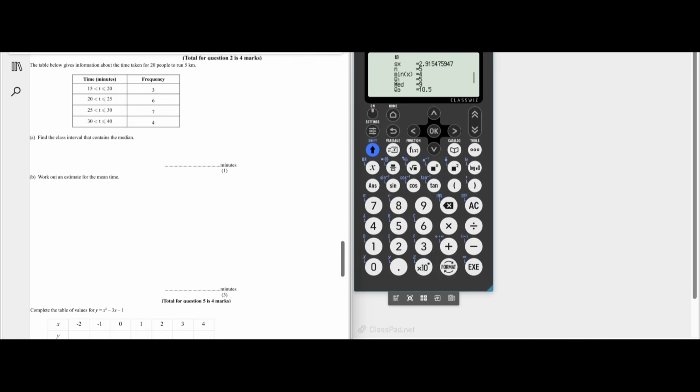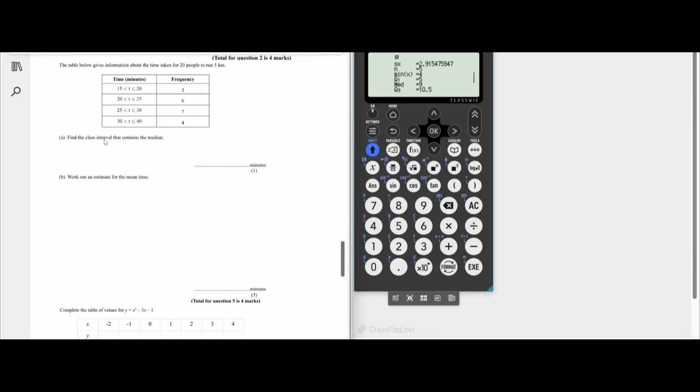Okay, same with this question. You've been asked to find the class interval that contains the median, and you've been asked to find the mean time. So we're going to go back to where we were before. Okay, I'm going to come out of here, go back to home, go back into statistics. It is still only one variable. This is frequency. That is not a variable. Your variable is the time. So you still click on one variable. Okay, I'm going to have to delete what I've got in there already.